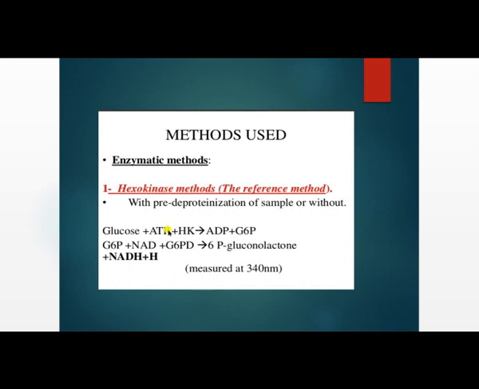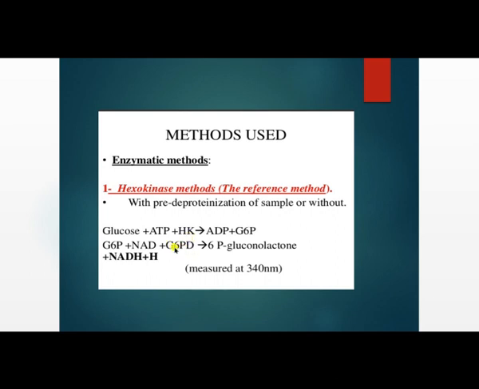Glucose 6-phosphate. One phosphate from this triphosphate is utilized by glucose to form glucose 6-phosphate. After this formation of glucose 6-phosphate, it acts in the presence of glucose 6-phosphate dehydrogenase, utilizing the cofactor NAD. Glucose 6-phosphate utilizes this cofactor in the presence of glucose 6-phosphate dehydrogenase. This is the enzyme, like hexokinase.